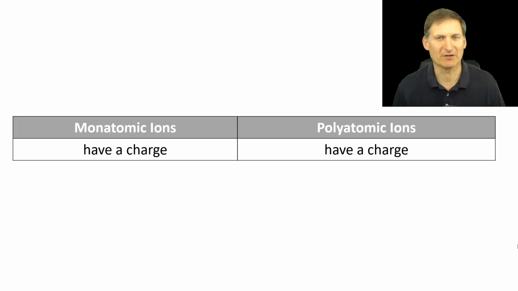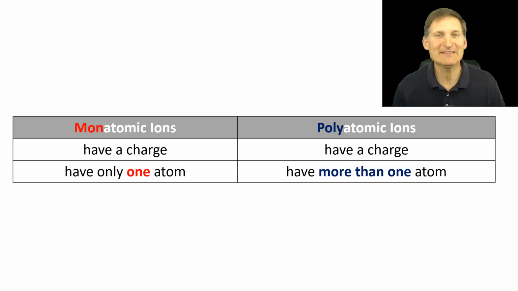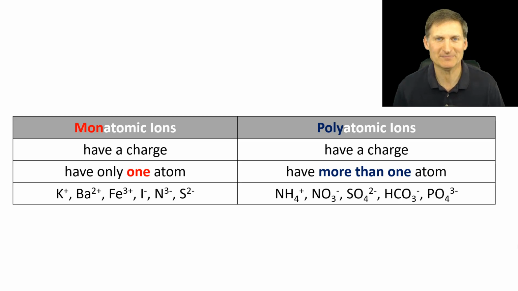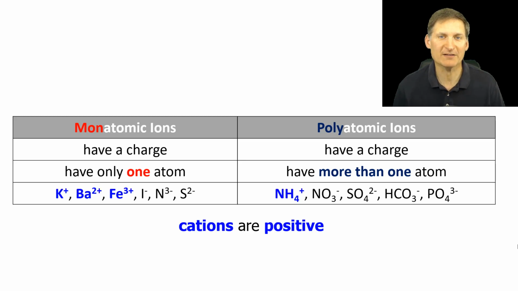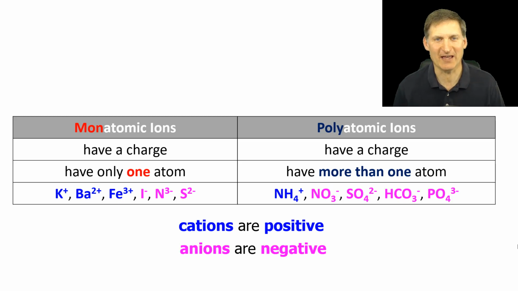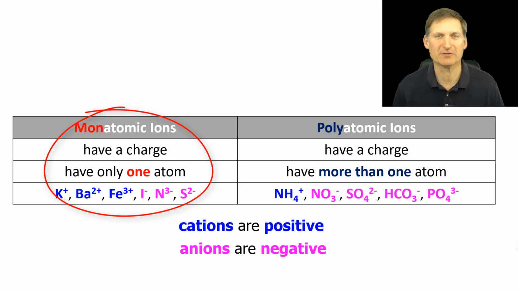Let's start by reviewing a few things. What monatomic and polyatomic ions have in common is they both have a charge. They differ in that monatomic ions have only one atom and polyatomic ions have more than one atom. And here you see some examples of each. Recall that for both monatomic and polyatomic, the positive ions are called cations and the negative ions anions. Having said all that, the focus of this lesson is learning the names and formulas of the monatomic ions.